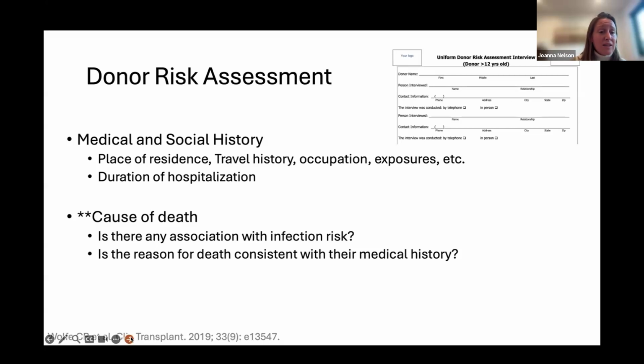And lastly, is the reason for death consistent with their medical history? This is something we'll get into a bit more in detail with one of our cases, but if there seem to be some gaps there, that might raise a red flag that there may be some underlying occult infection at play.